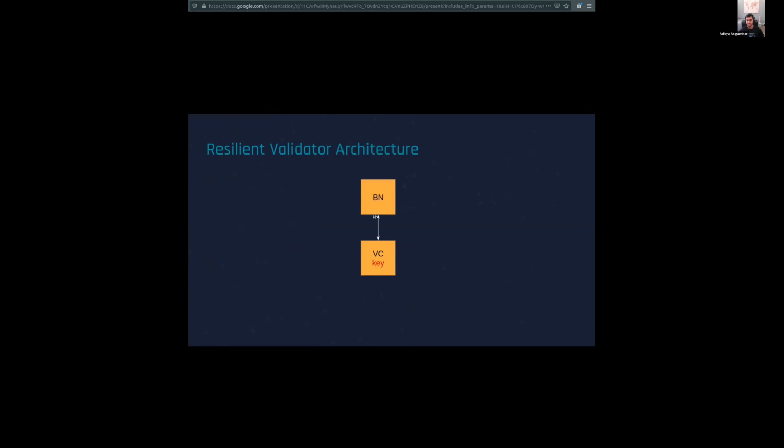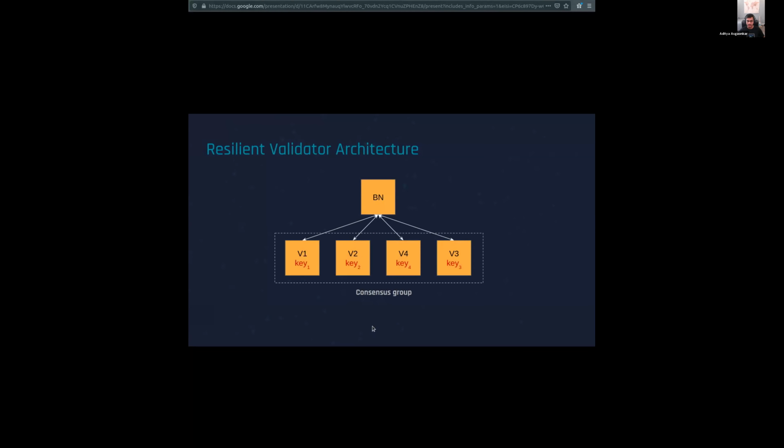So this is what the current architecture looks like. We have a beacon node and a validator client connected to it, and the validator client has the entire key. So a resilient architecture would be splitting up the validator key into multiple pieces, so key 1 through key 4, and also assigning them to redundant validator client instances. So again, V1 through V4 are the validator client instances.